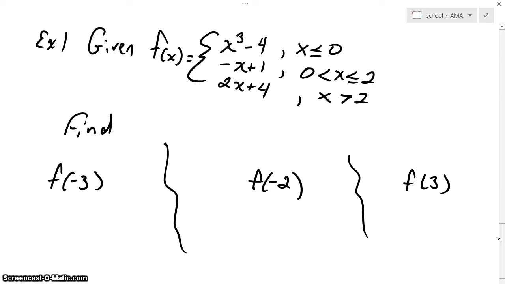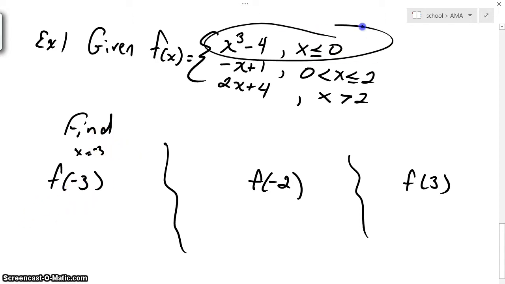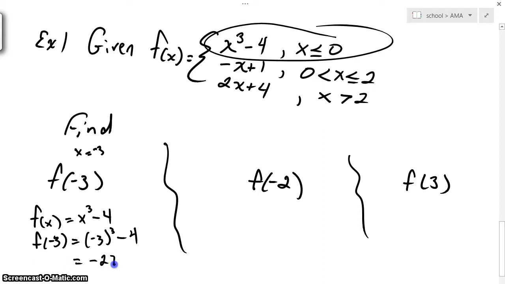F of negative 3. Well, if we're going to be working with f of negative 3, of course, this is saying that x would equal negative 3. And this would then be looking at the top assignment, that when x is equal to negative 3, it's smaller than 0. And that would mean use this top assignment. We're going to substitute negative 3 in for x here. And negative 3 cubed, of course, is going to be negative 27. Negative 27 minus 4, we will get a final answer of negative 31.